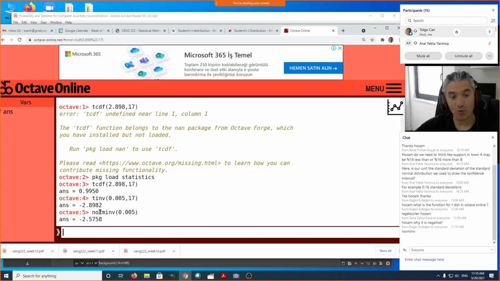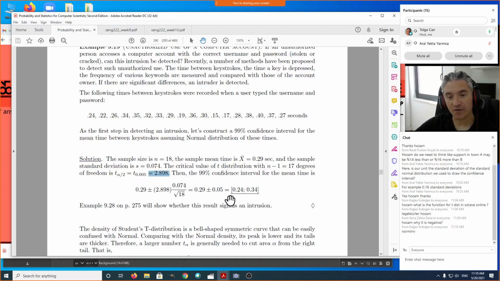Now we are going 2.9. So, as you can see, we know less, we don't know the standard deviation. The cost of that to us is an increased margin. We have to widen our confidence interval. And when we do that, it becomes between 0.24 and 0.34.